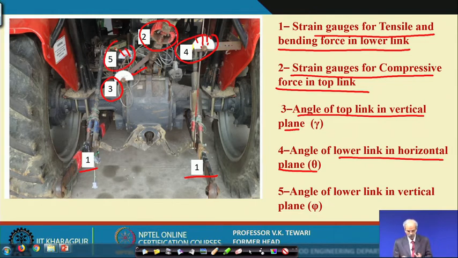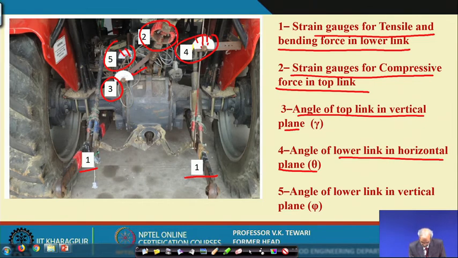So, depending upon these 1, 2, 3, 4, 5 locations where we have put the strain gauges, we measure the angle as well as the strains coming in the top link as well as the two lower links, for tensile forces, for compressive forces and for bending forces. So, this is the way we are in a position to measure.